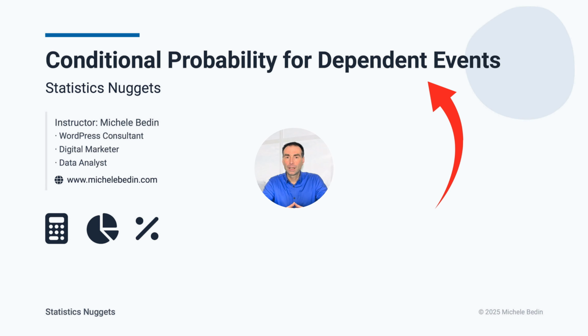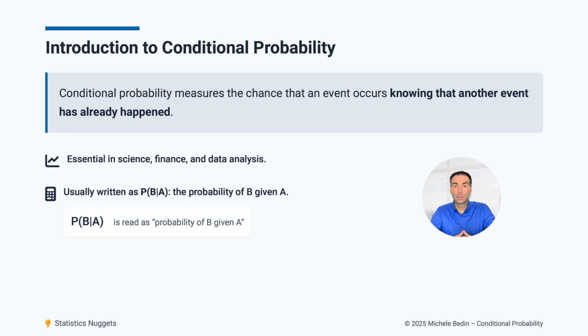Today, we'll explore a key concept for anyone working with data: conditional probability applied to dependent events. If you want to understand better how users behave, optimize marketing strategies, or reduce uncertainty in your decisions, this nugget is for you. Let's start with the basics.